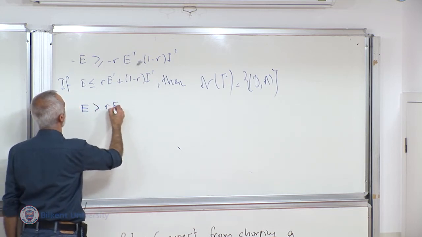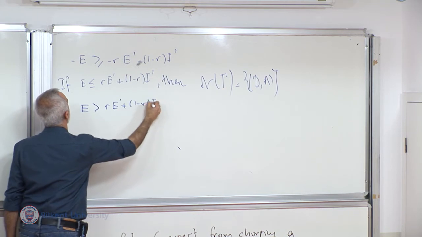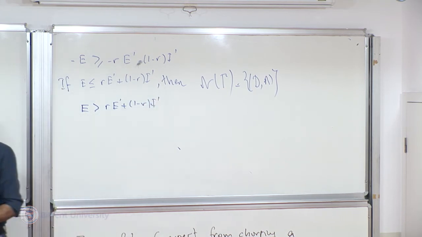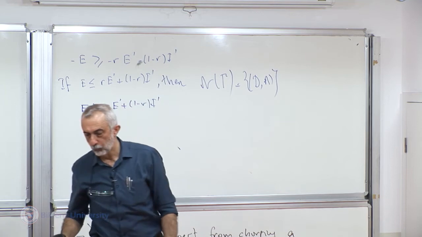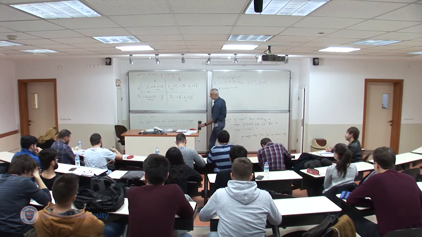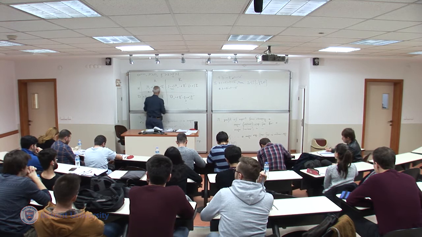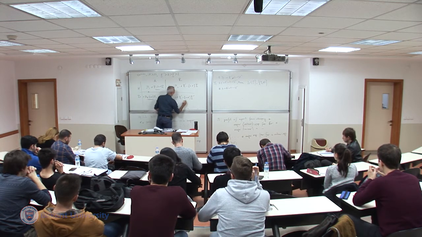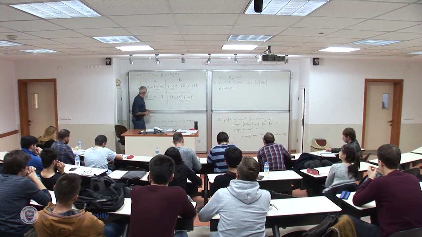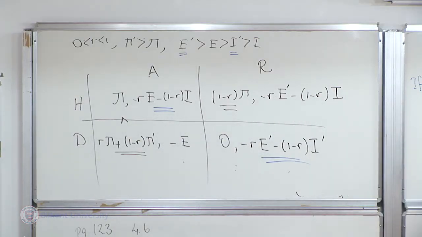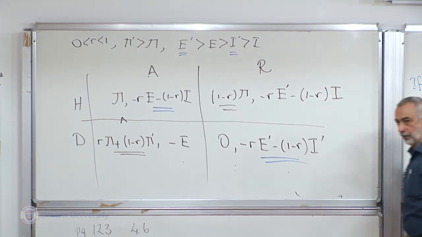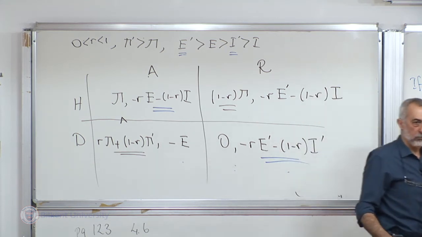So let's look at the case when E is greater than R E prime 1 minus R I prime. In that case, R is a best response to D. Hence, the pure strategy game, the original game, does not have a Nash equilibrium. So we look at the mixed extension game.